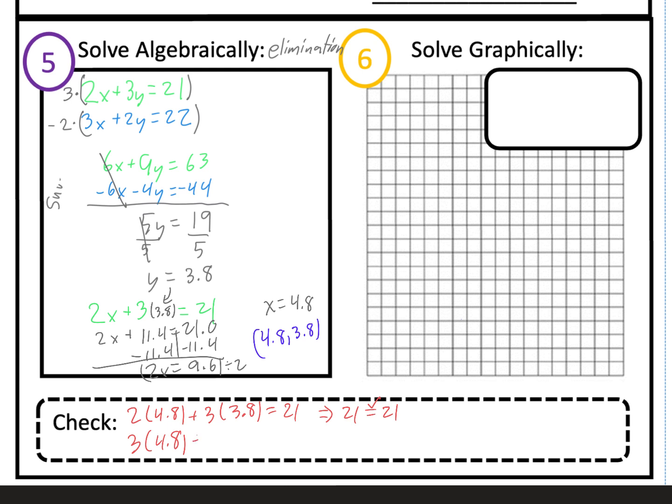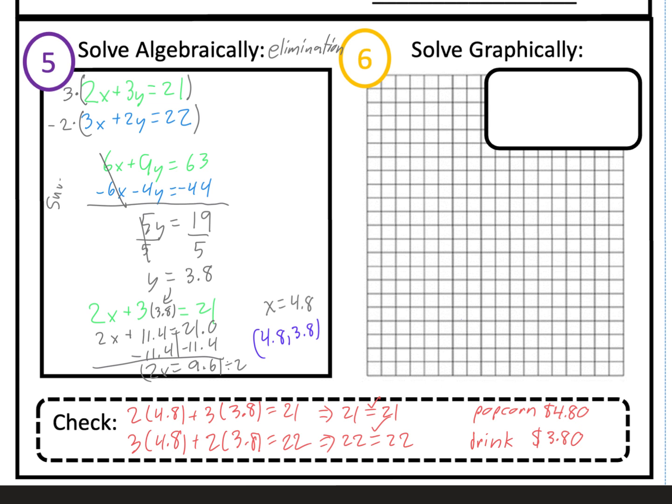We have 3 times 4.8 plus 2 times 3.8 is equal to 22. Type the left side into the calculator and you will get 22. Since both sides are 22, that means it is a solution to the second equation as well. And we know that our x, our popcorn, costs $4.8 or $4.80. And our y value, or the cost of a drink, is going to be 3.8 or $3.80.